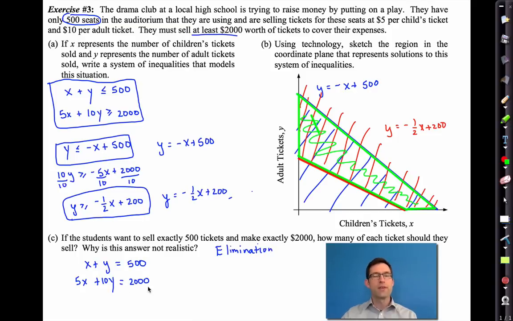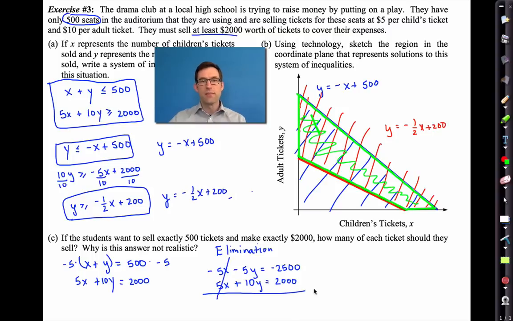Right? To do the method of elimination, I'm going to choose to eliminate either x or y. All right, I think I'll eliminate x. And I'll do that by multiplying both sides of this equation by negative 5. That'll give me negative 5x minus 5y equals negative 2,500. Then my other equation, I'm not going to change, 5x plus 10y is equal to 2,000. When I add these together, the x's eliminate, I end up getting 5y equals negative 500. Divide both sides by 5, and I get y equals negative 100.